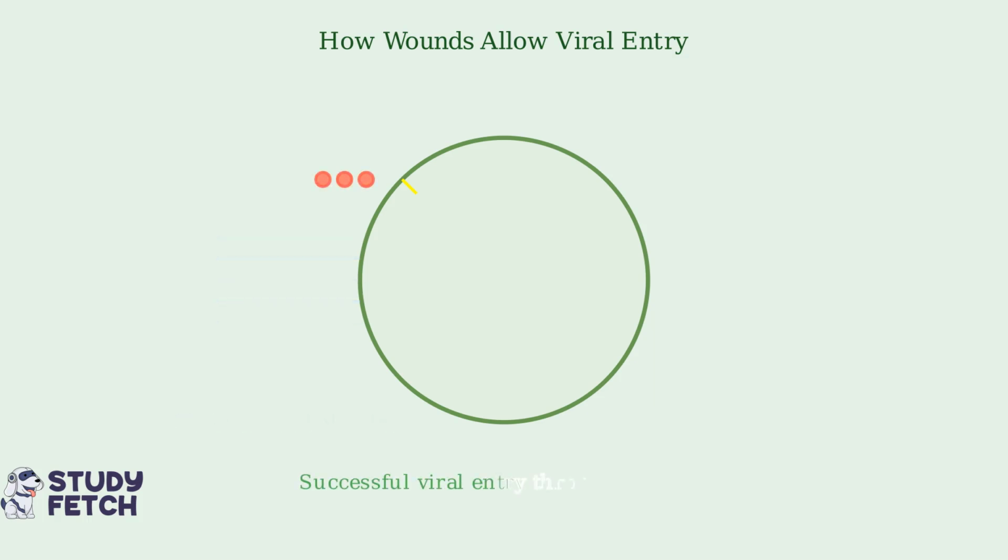Once wounds are present, viruses can successfully enter plant cells and begin infection. Understanding these entry mechanisms is crucial for developing effective plant disease management strategies. Plant viruses rely on various methods to spread between host plants, with biological vectors being the most common transmission route.